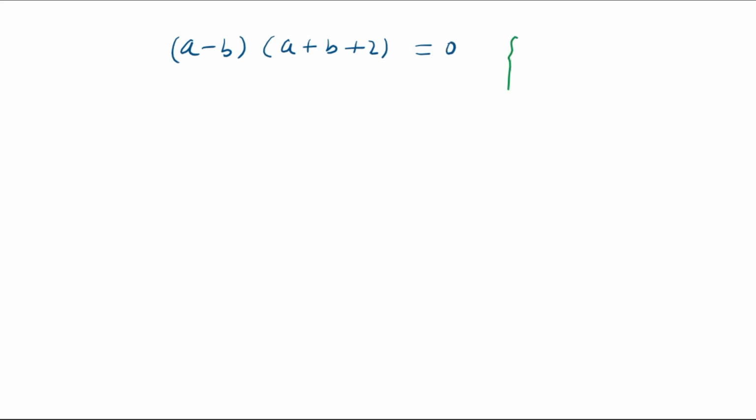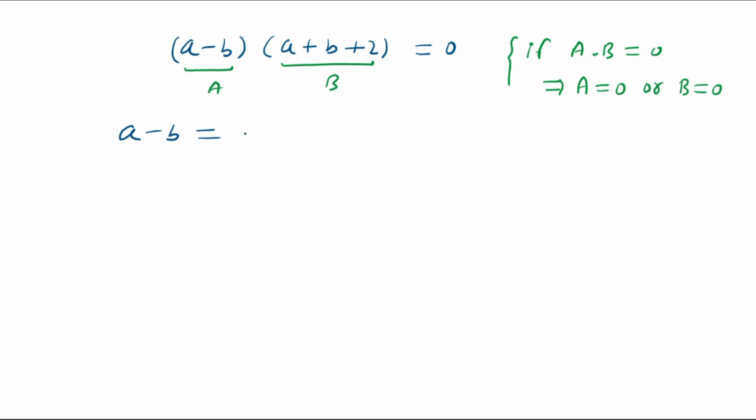Now here we will apply this rule. If a times b is equal to 0, this implies a is equal to 0 or b is equal to 0. If you apply this rule, and suppose this expression is a and this expression is b, then you will get a minus b equal to 0, or a plus b plus 2 equal to 0.